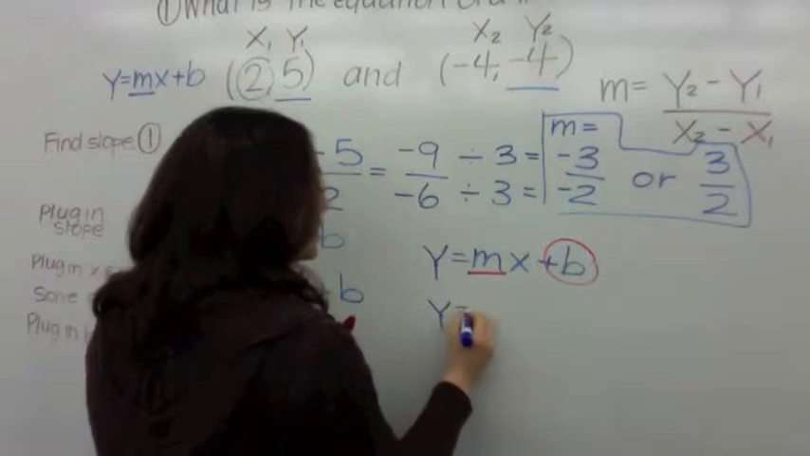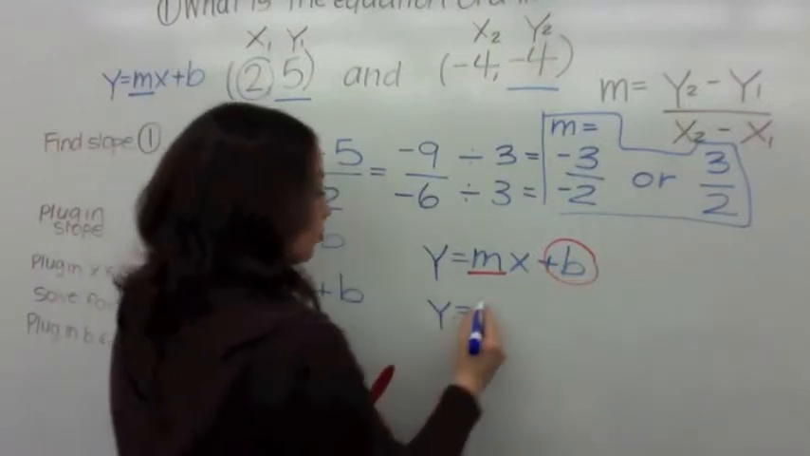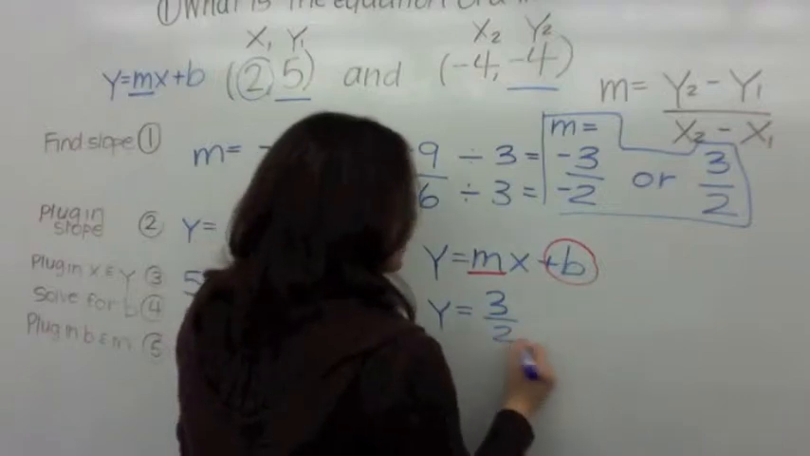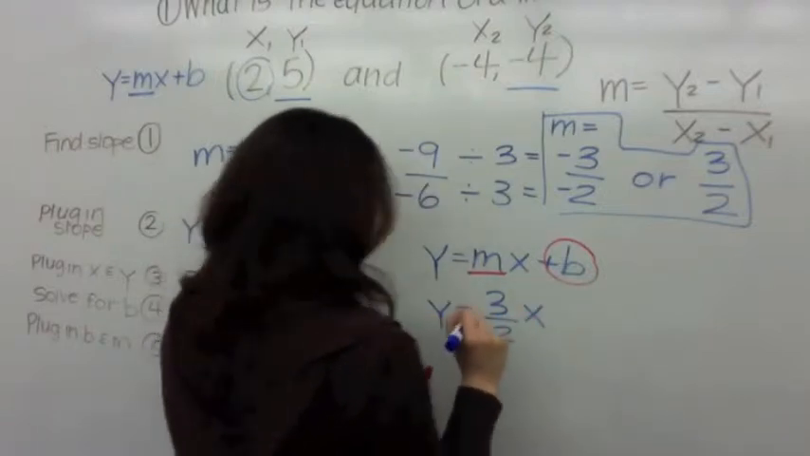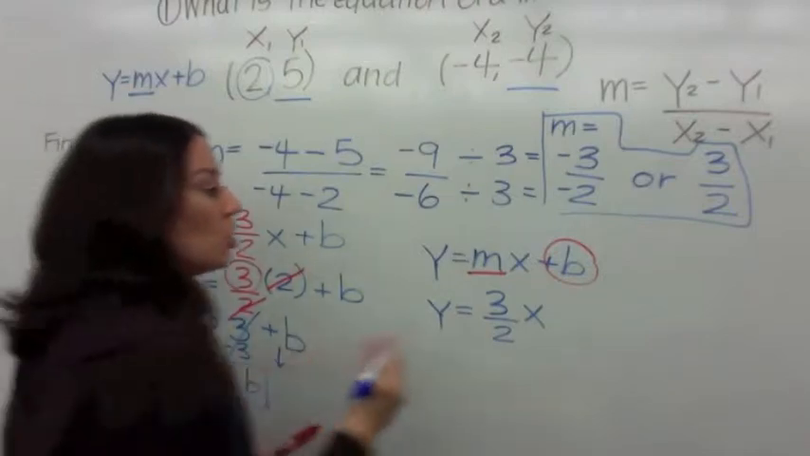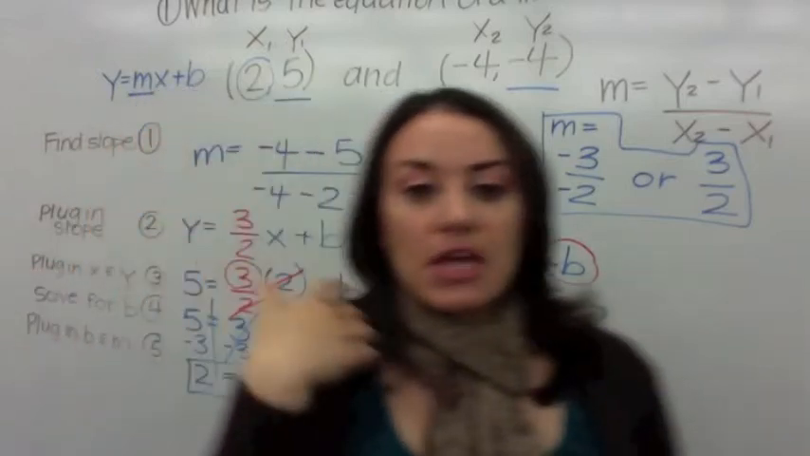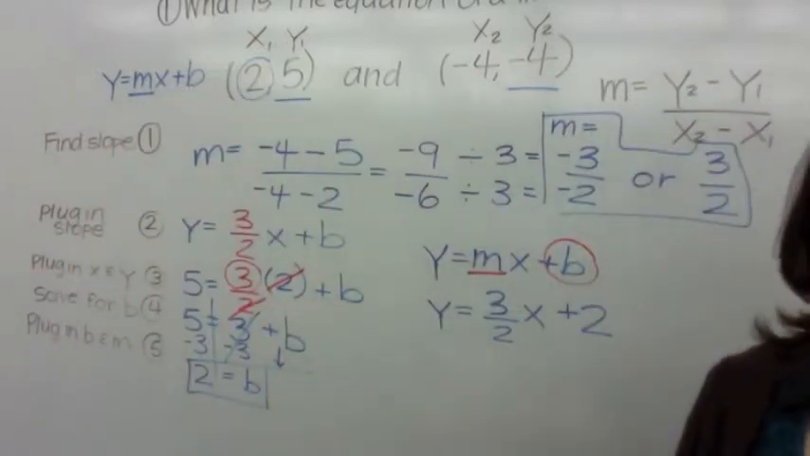What is the slope that we found? Do you remember what it was? The slope that we found is 3 over 2. Then we leave the x because it's being multiplied by x. And what is the b that we just found? We found that b is 2. Very good. So make sure all of this is written down. And now we're going to graph.